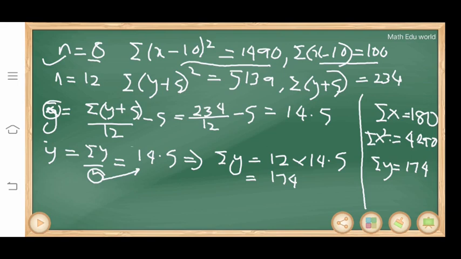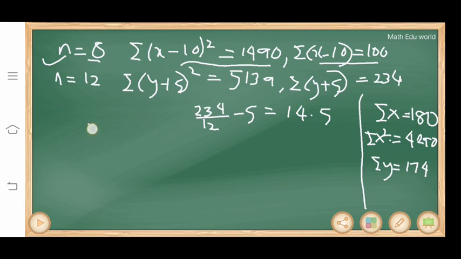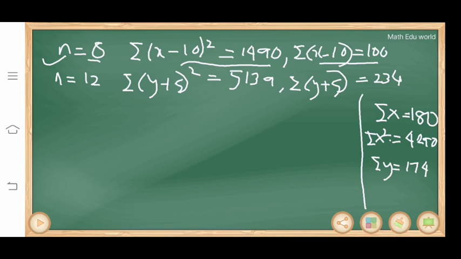Now we require only one more value, which is sigma y squared. Just think which measure we use for sigma y squared, which is nothing but variance, because in variance you can find out sigma y squared. So find the variance of, sorry, not x plus 5, it's y plus 5.